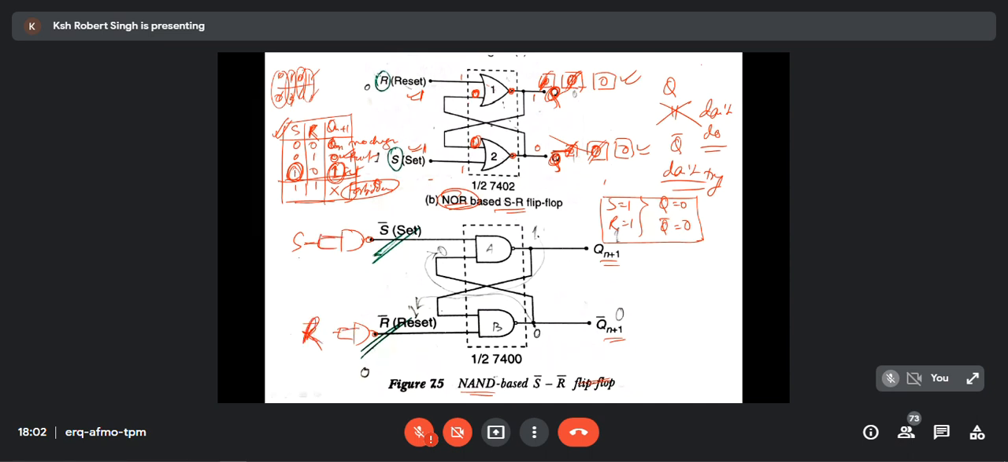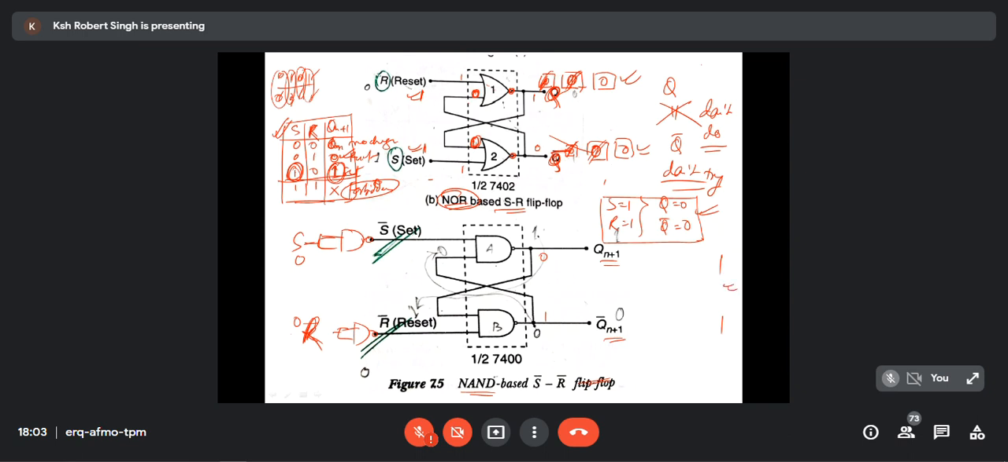When S is 0 and R is 0, and this is, let's say, now 0 and this is 1, let's analyze. The same thing will happen. Here you will find Q to be 1 and it will stop. So you should remember, it will not be asked in the exam, but for the sake of your understanding: if it is NOR based, Q and Q bar will be 0, 0. If it is NAND based, Q and Q bar will be 1, 1.